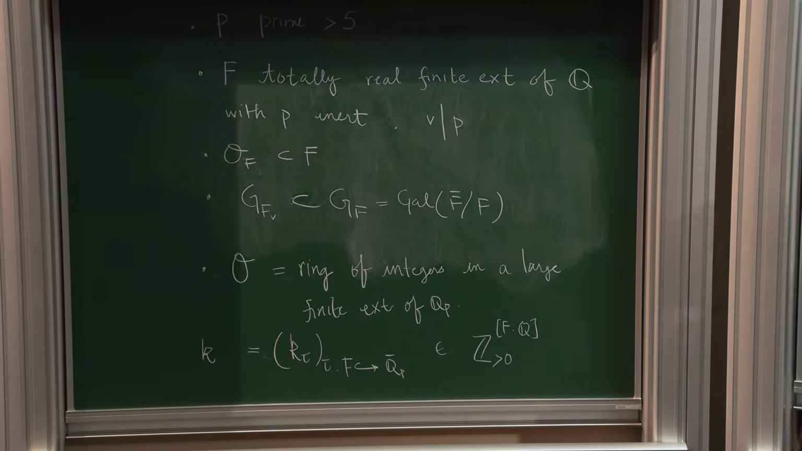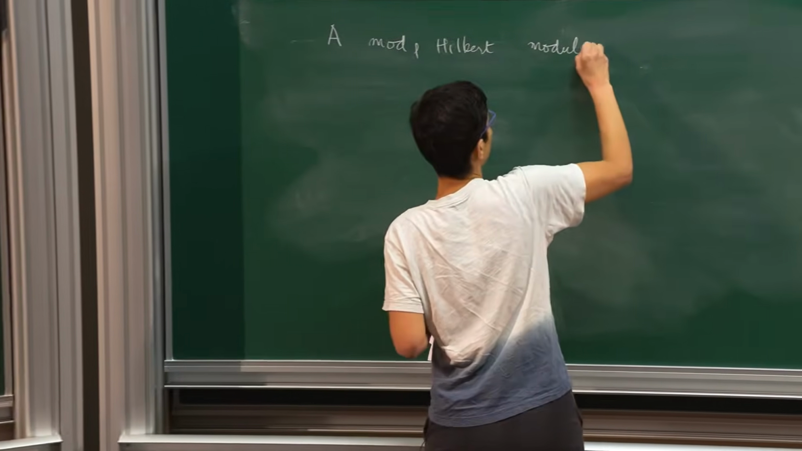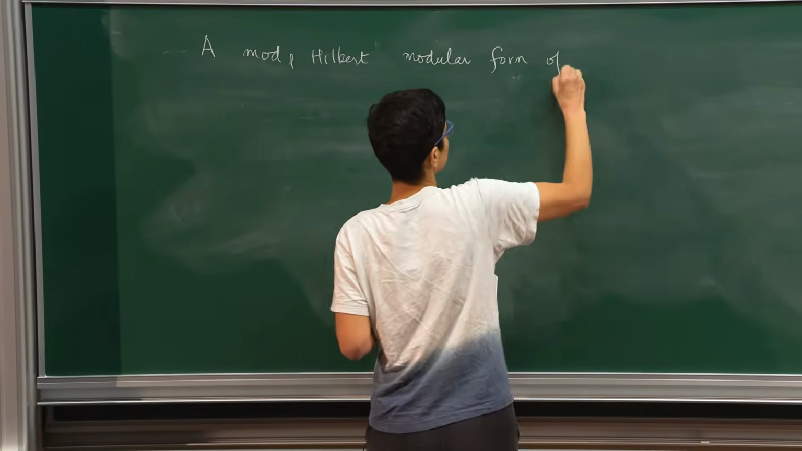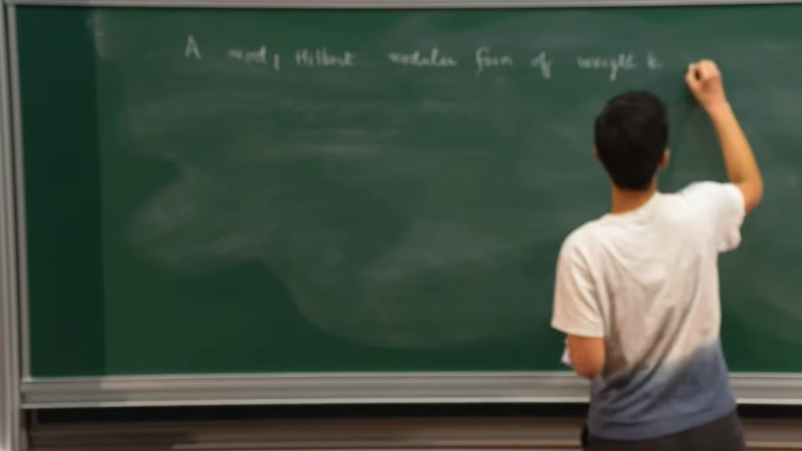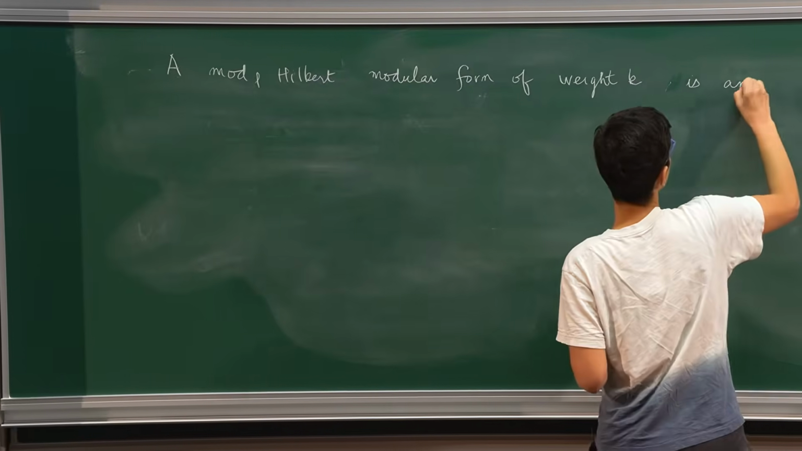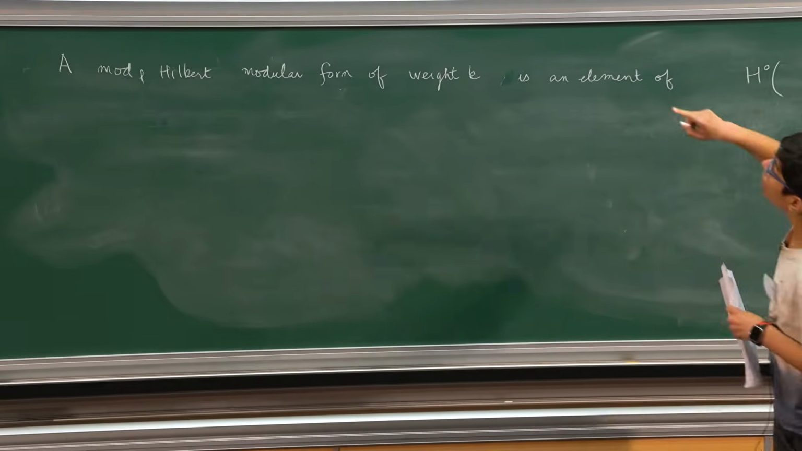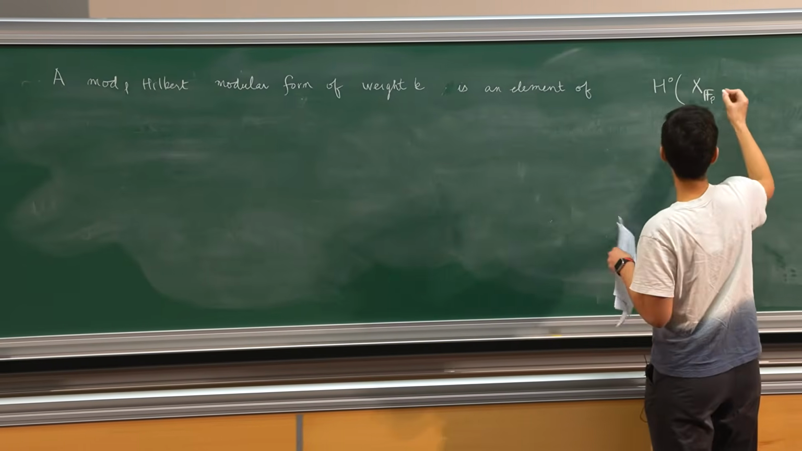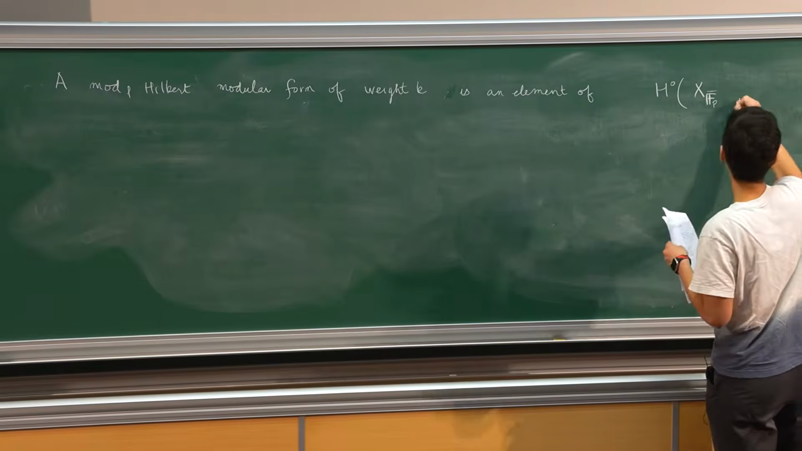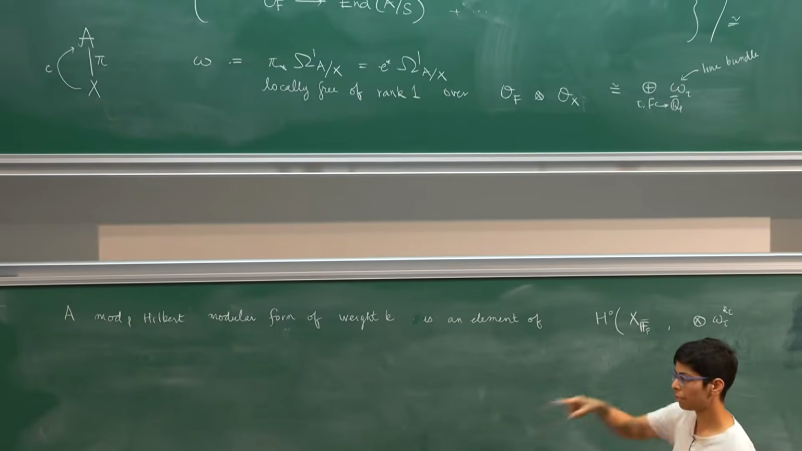Okay, so by a mod p Hilbert modular form of weight k, I mean an element of the degree 0 cohomology of, so we look at the special fiber of this thing, maybe just take the algebraic closure if you like, and take the tensor of all of these line bundles raised to the power k tau, where k tau is part of the data of k.